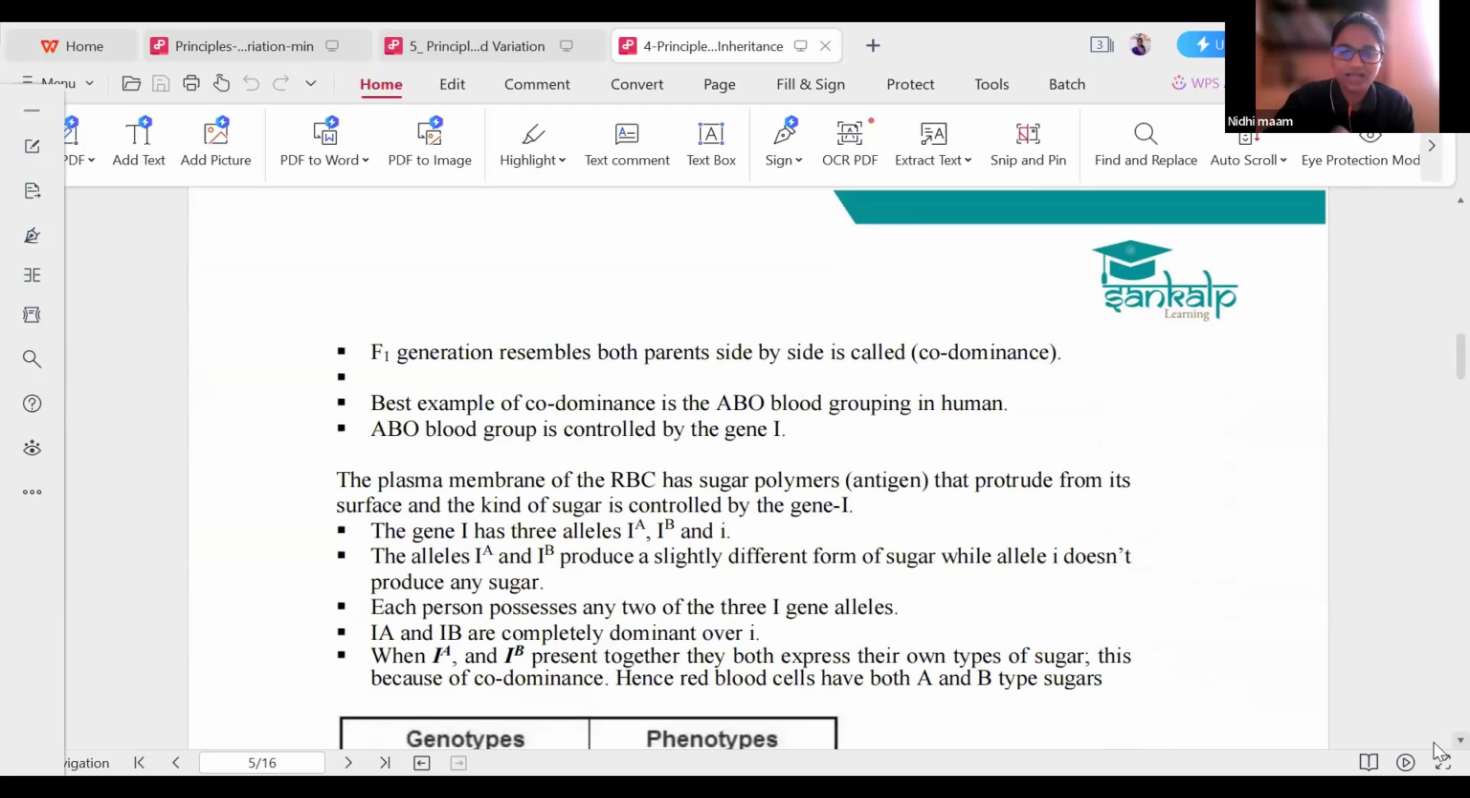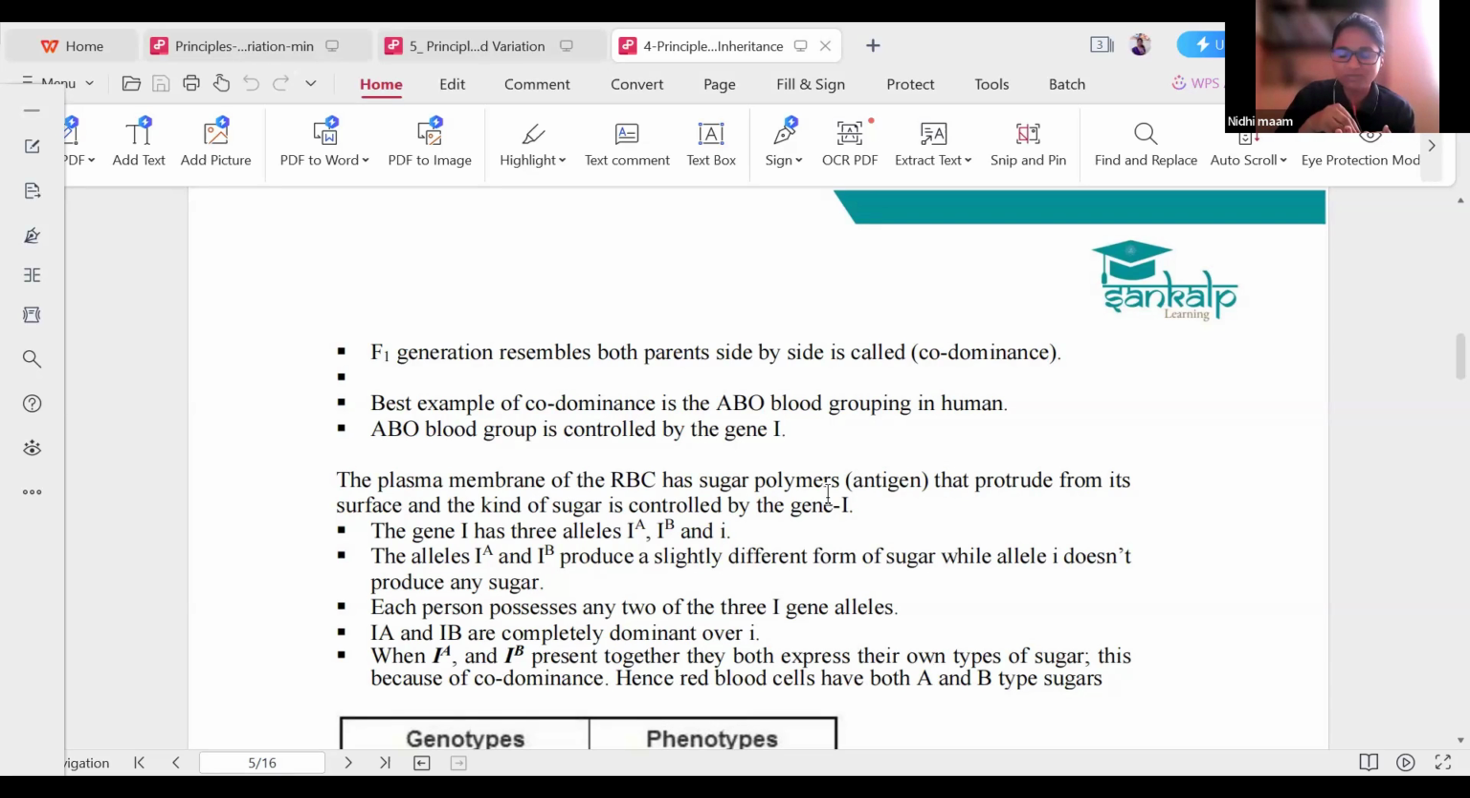Thank you. So here I will explain. You see, ABO blood group is controlled by a gene I. The name of the gene that controls our blood group is I. As I said before, the plasma membrane of the RBC, the red blood cell membrane, is made up of sugar polymers, or we can say glycoproteins. Or we can say antigen, that protrude from its surface, and the kind of sugar is controlled by the I gene.